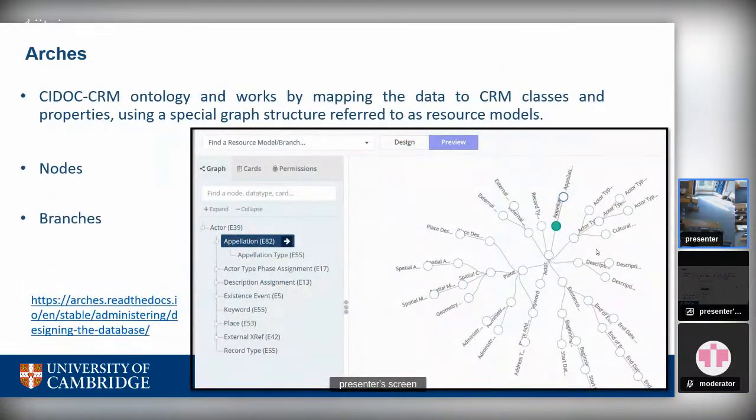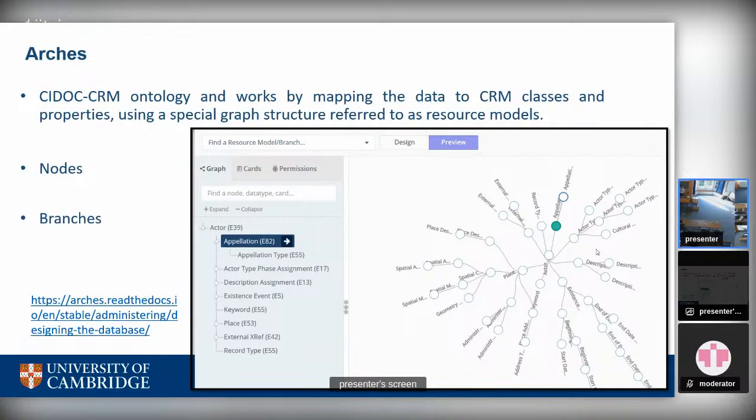The standards that Arches uses to store this data are based on the CIDOC CRM ontology. CIDOC basically provides a conceptual reference framework to manage cultural heritage data. So in Arches, you can define your data structure, where you can use specific classes from CIDOC and assign them to your nodes or attributes. This is all done using a special graph structure that is referred to as resource models.